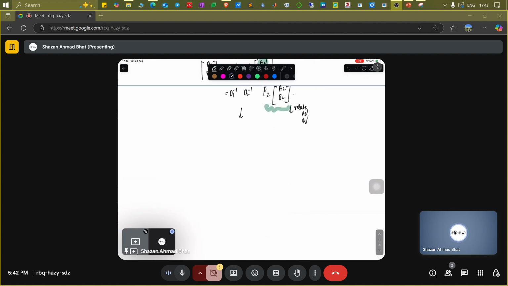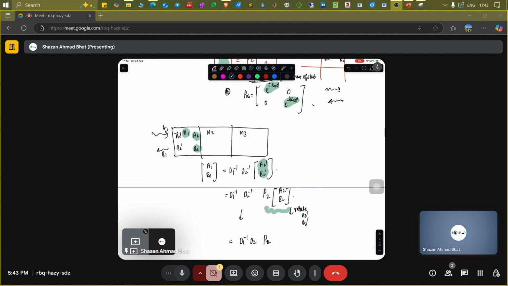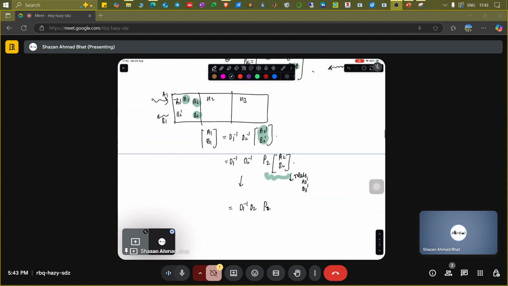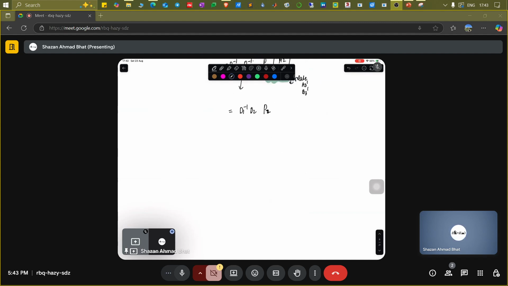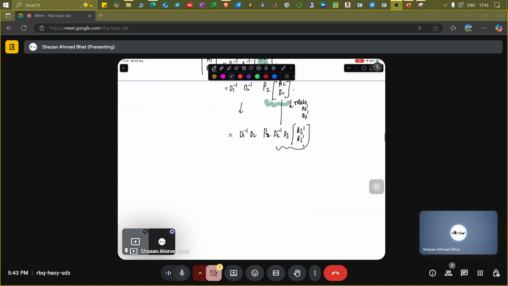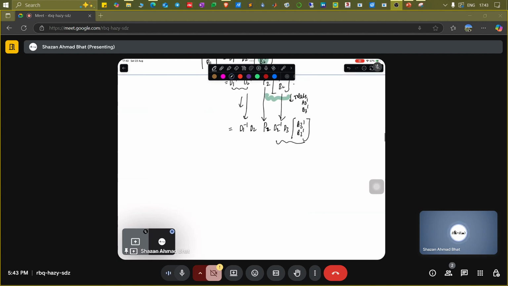So once you do this, you will get D1 inverse, D2, P2, which is the propagation matrix of 2. So P2, D2 inverse, D3, A3 dash, B3 dash. So now you have this thing instead of this particular. P2 remains the same, and these also remain the same. Now you go on and so forth depending upon how many layers you have.